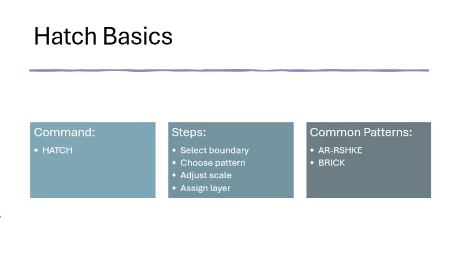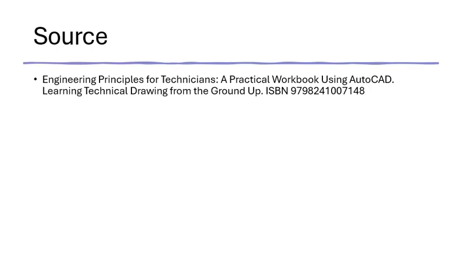Okay. The basic hatch command is HATCH, H-A-T-C-H. Your steps are select boundary, choose pattern, adjust the scale, and assign the layer. So your common patterns are in the lab, and then your brick is going to be among your hatch patterns in this lab. And here is the source identified. So that's it for this chapter.